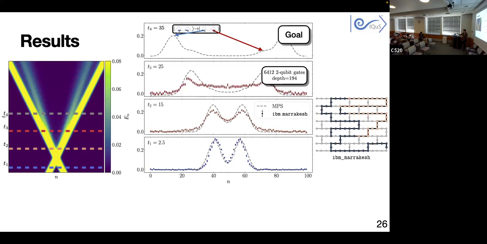And here on the right, I'm just showing the layout of the gates and the qubits that we used on this IBM Marrakesh device. And the orange points are where the wave packets were located initially at time equals 0.